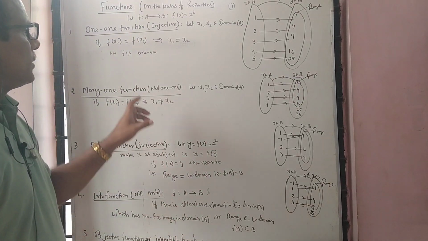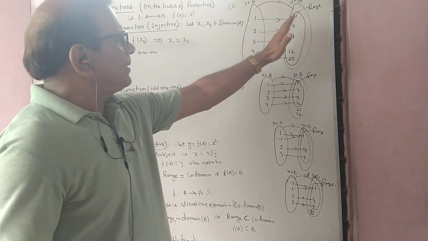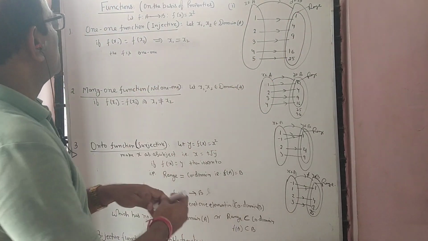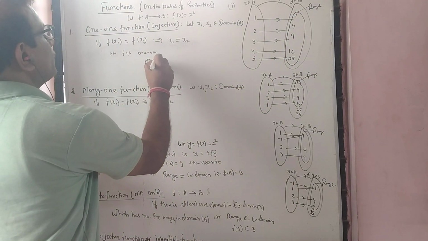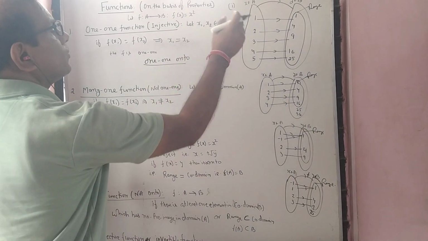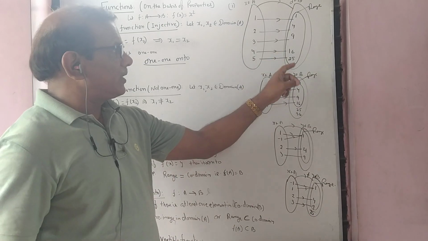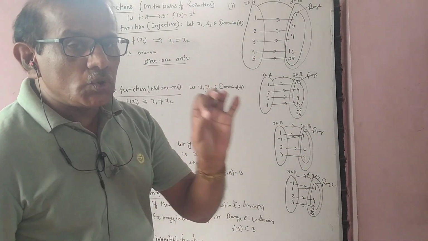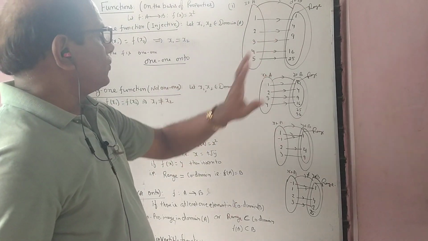Clear? So the first figure: different elements, different images, and range and codomain are the same. This is a 1-1 onto function. The first is a 1-1 onto function. Different elements have different images, and range and codomain overlap each other. That means range is equal to codomain. So therefore it is an onto function.